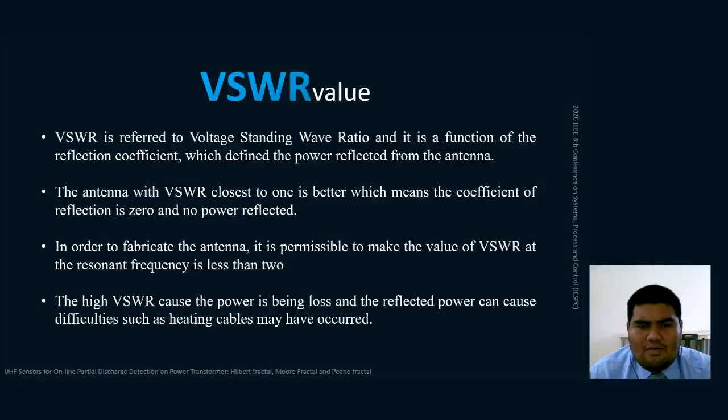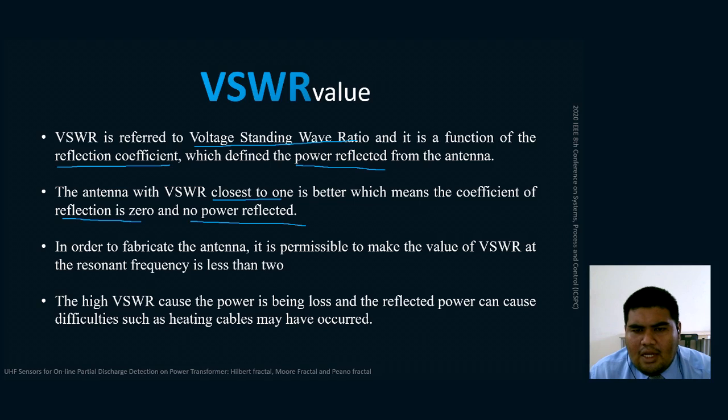Next is the VSWR value. VSWR refers to voltage standing wave ratio, and it is a function of the reflection coefficient, which defines the power reflected from the antenna. An antenna with VSWR closer to 1 is better, which means the reflection coefficient is 0 and no power is reflected. In general, it is impossible to make the VSWR value 1 after fabricating the antenna.